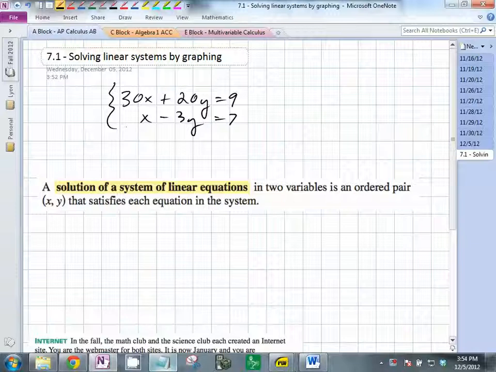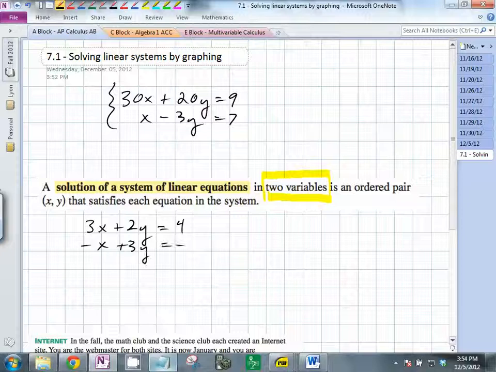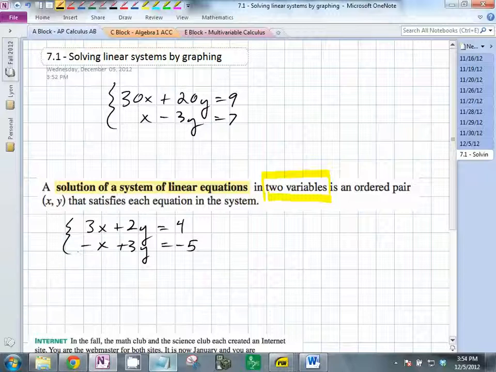A solution of a system of linear equations in two variables, and that's what we're focusing on, two variables, is an ordered pair x, y, a point, that satisfies each of the equations in the system. For example, 3x plus 2y equals 4, and negative x plus 3y equals negative 5. This pair is a system of linear equations. A solution is going to be a point that makes both of these equations true. Now I've done a little magic, stared at it a little while, and I think that 2, negative 1 is a solution to this system.